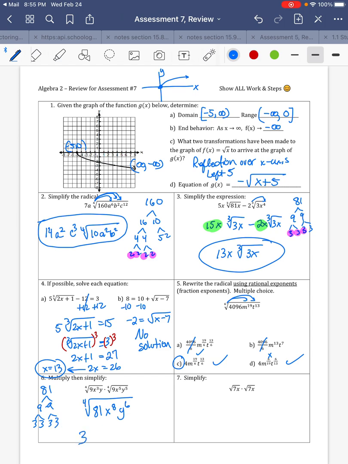4 goes into x to the 8th twice. And 4 goes into y to the 6th once with 2 left. So there's a y squared left inside, and don't forget to write the 4.